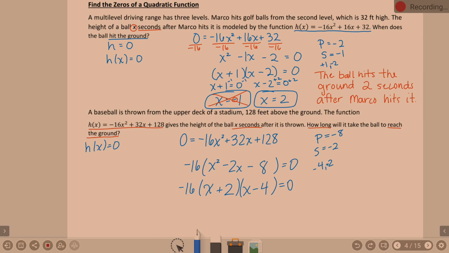Okay. And we're going to set each factor equal to 0. Now, notice, I'm going to set x plus 2 equal to 0. I'm going to set x minus 4 equal to 0. Negative 16, it doesn't have an x, does it? So I can't set it equal to 0. I don't have to worry about it. It doesn't have an x. It just drops out. If it had an x with it, it'd be a different story. Okay? So, solve each of those and see what you get.